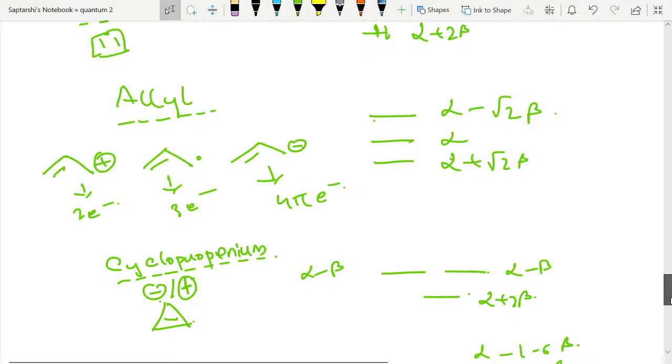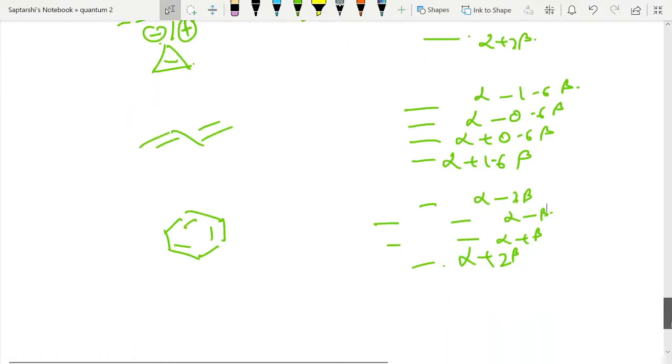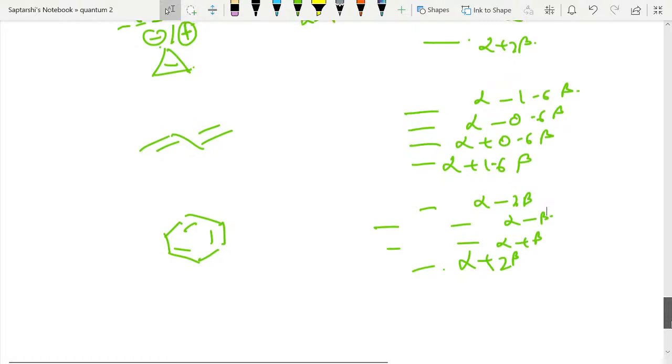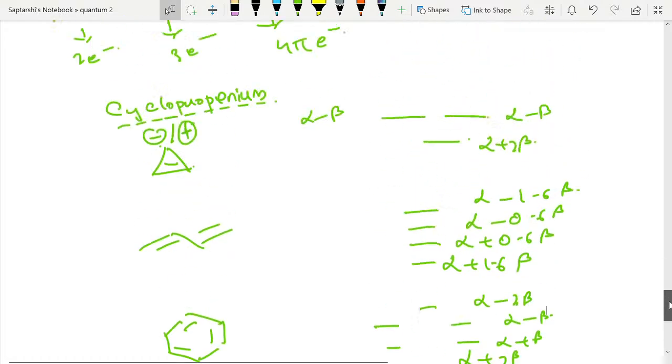For butadiene, there are 4 pi electrons, therefore 4 energy levels. The lowest one will be alpha plus 1.6 beta, then alpha plus 0.6 beta, then alpha minus 0.6 beta, then alpha minus 1.6 beta. For benzene, there will be 6 pi electrons and 6 energy levels. The lowest one will be alpha plus 2 beta, then alpha plus beta, then alpha minus beta, then alpha minus 2 beta. So see if I can remember these things, you can also remember.